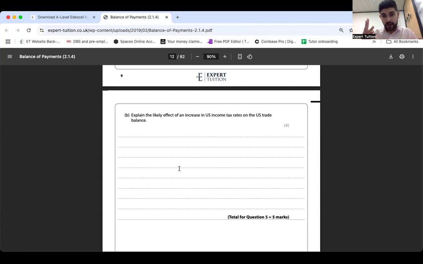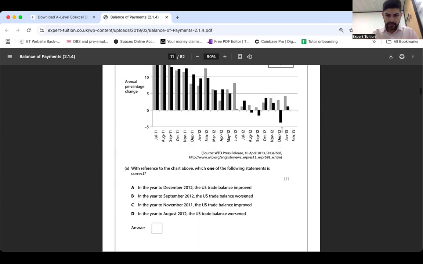Now, remember, it's 4 marks. What did I need to do? I need to reference the data. So you could basically say this may have occurred in September or in December 2012 as imports fall relative to the year before by 4%. Yeah, that would answer the question really thoroughly.